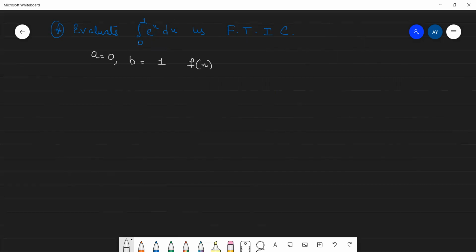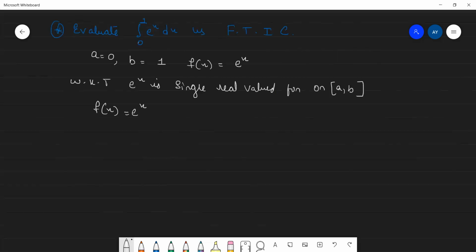And what is f(x)? f(x) equals e^x, right? So what do we know? We know that e^x is a single real valued function, defined on the closed interval a comma b. Next, f(x) = e^x is continuous. Obviously, when you draw the graph of e^x, you'll have a continuous graph, so continuous on the closed interval a comma b. This implies that, as every continuous function is Riemann integrable, if f is continuous, f will be Riemann integrable on a comma b. What is a comma b here? 0 comma 1.